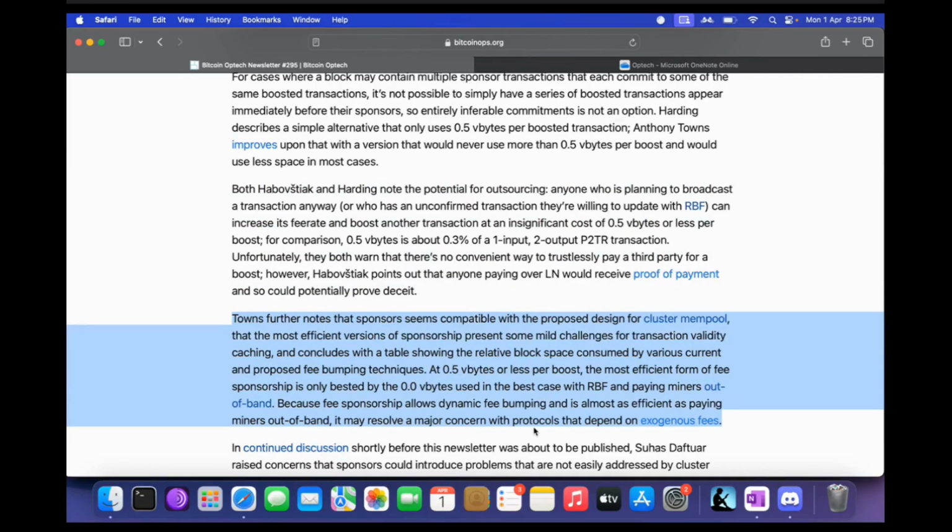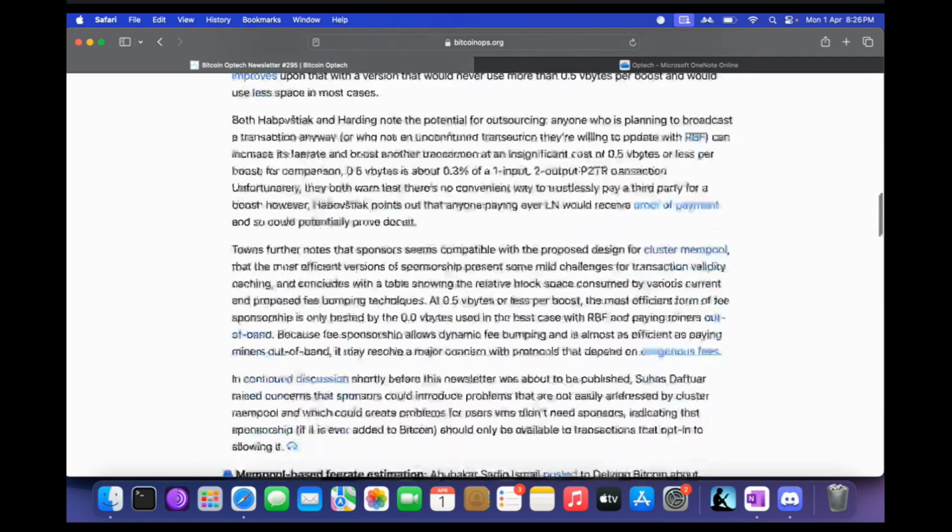At 0.5 virtual bytes or less per boost, the most efficient form of fee sponsorship is only bested by the 0.0 virtual bytes used in the best case with RBF in paying miners out of band. Because fee sponsorship allows dynamic fee bumping and is almost as efficient as paying miners out of band, it may resolve a major concern with protocols that depend on exogenous fees.